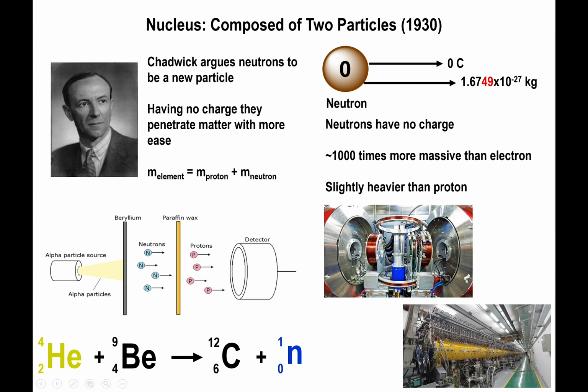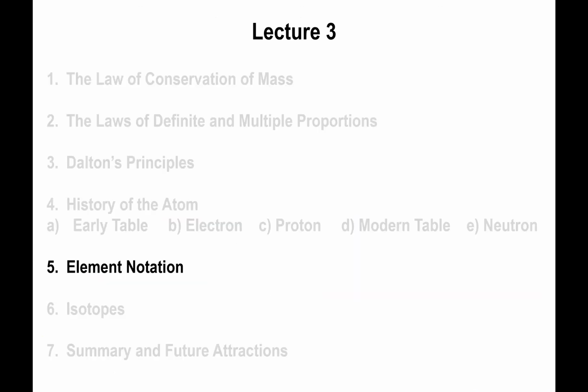Nowadays, the way we produce neutrons is through very intricate setups. Some of them are in China, some in Europe, some here. We use very special machinery to create beams of neutrons that we can use for various purposes. So with all of that information, we now have the key players that make up the atom: the electron, the proton, and the neutron. And the neutron plus the proton make up the nucleus of the atom. In the next video, we'll talk about element notation and isotopes.